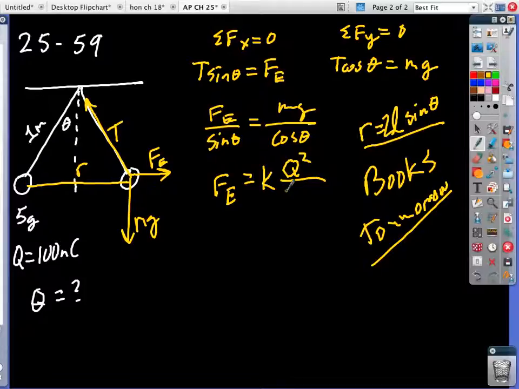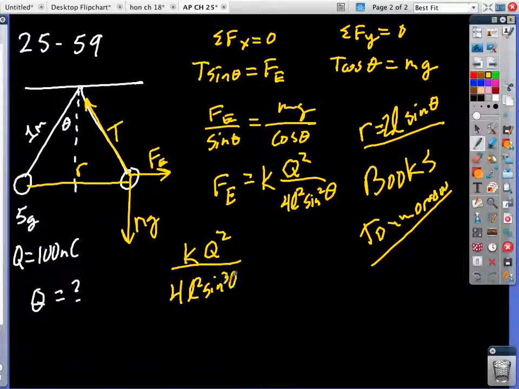Do we even have Fe? Wait, Mr. McClure? Okay, excellent. All right. Okay, so we get this. I'm just going to go ahead and work this nightmare out because this is hilarious. So I get k q squared over 4L squared sine cubed theta equals mg over cosine theta.